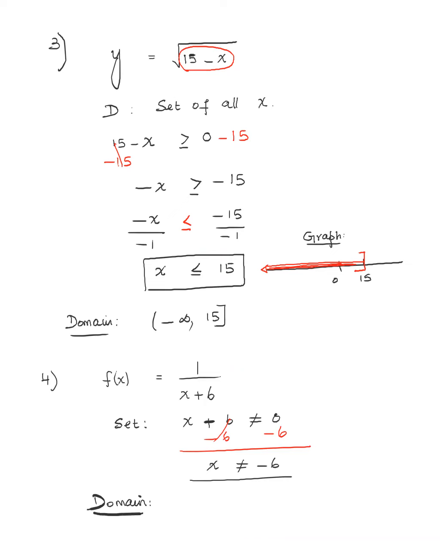So what that means is the domain is going to be all real numbers except negative 6. So how do I write this as an interval? All the numbers from negative infinity to negative 6. See, I'm putting an open bracket, which means negative 6 is not included, and from negative 6 to positive infinity. So this is how we write the interval notation.